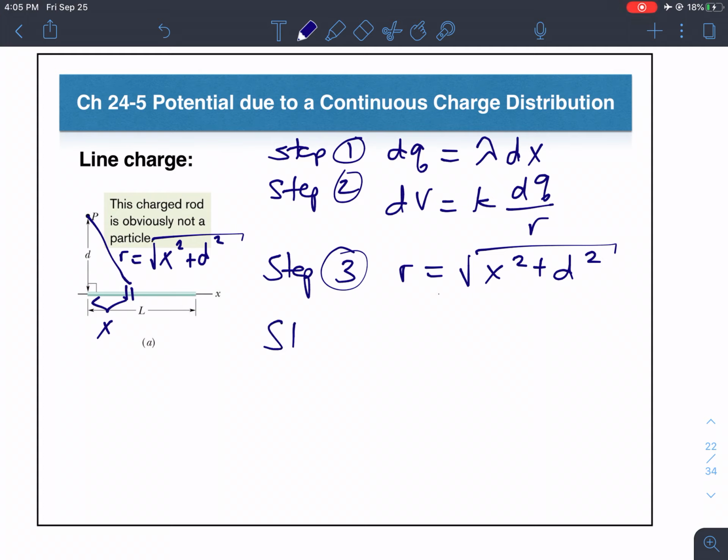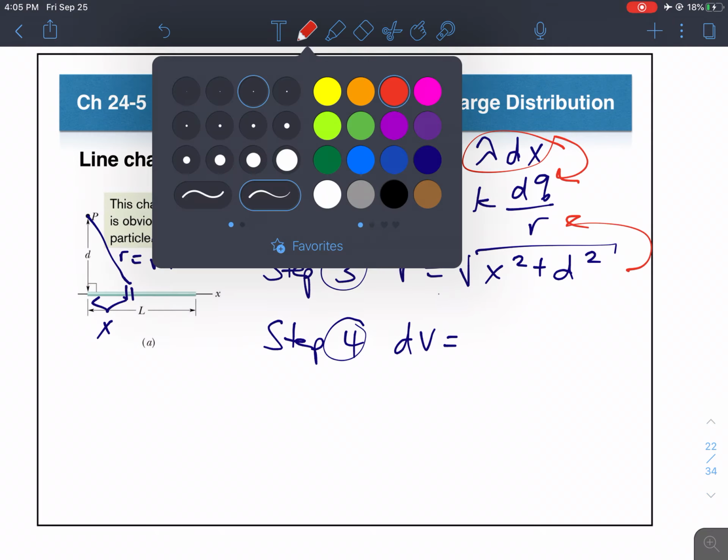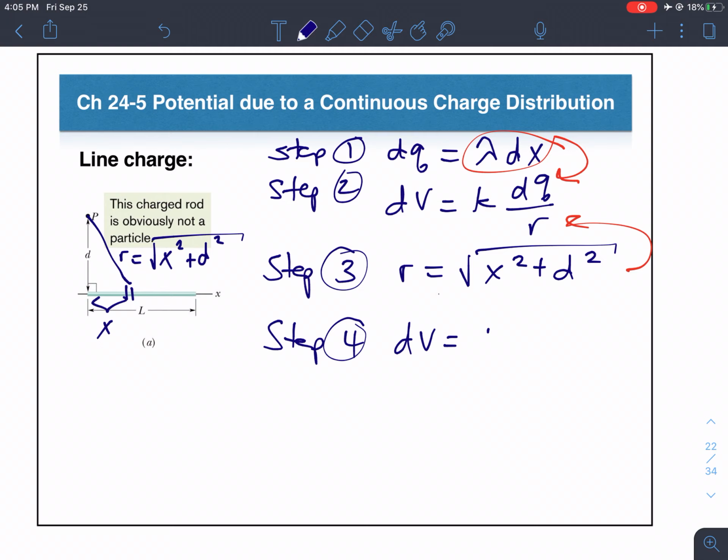And then step 4. They're little shorter steps because it's not a vector. We're going to put these together, using this definition of dq here and this r value here. dv is k lambda dx over x squared plus d squared to the power of 1/2. So we combine them all in step 4. And step 5 is simply to integrate.